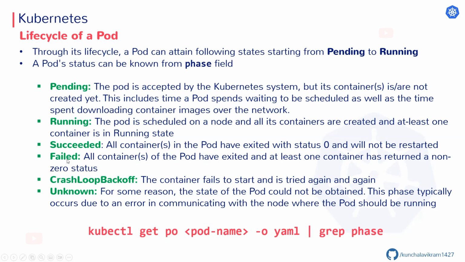The fourth one is the failed state. Failed state means, if you have a single container or multiple containers, and at least one of the containers failed or exited with a non-zero exit code, the pod is marked as failed. This usually happens when a container is not provided with proper configurations. Then the application running inside the container would obviously fail. In that case, the entire pod will be marked as failed.